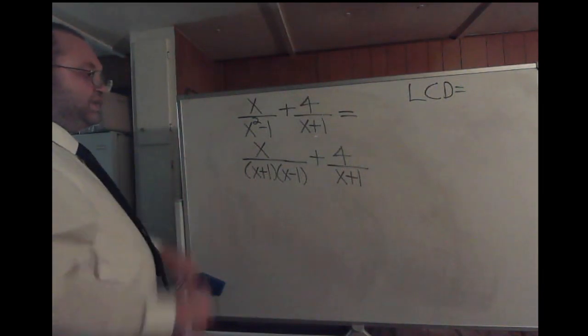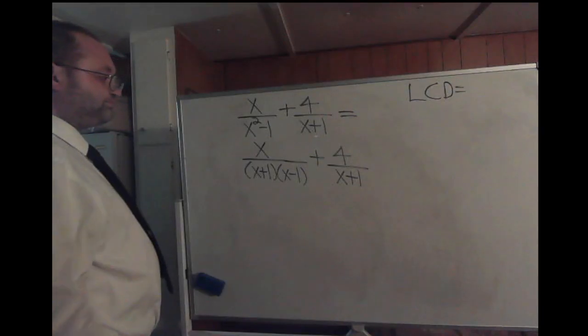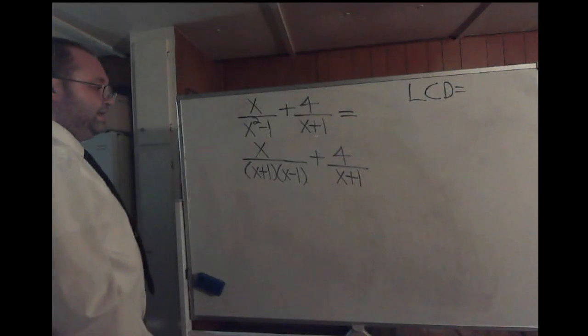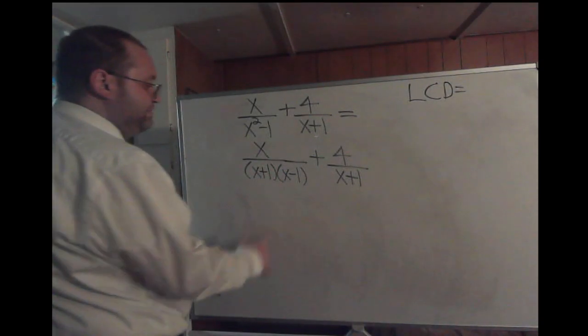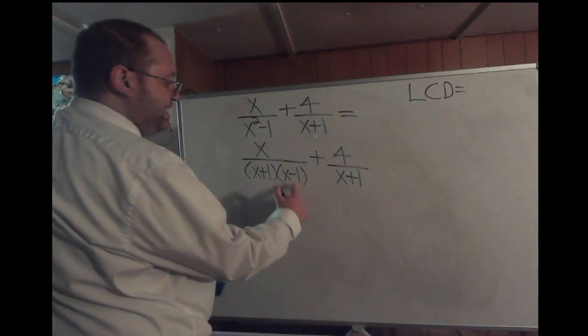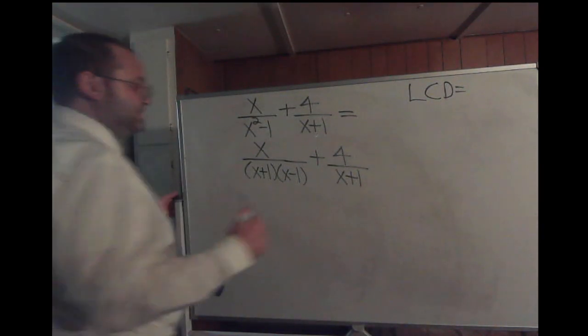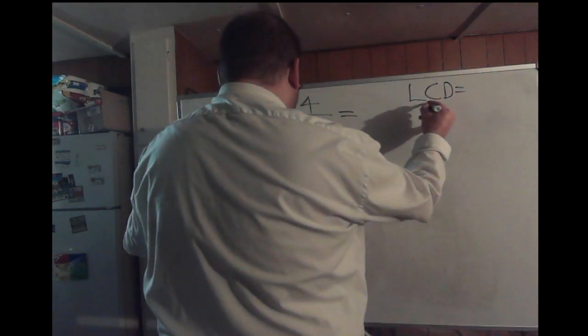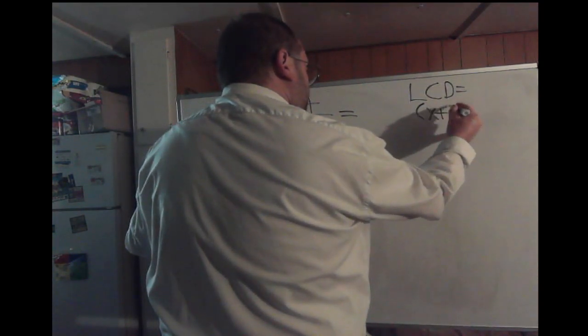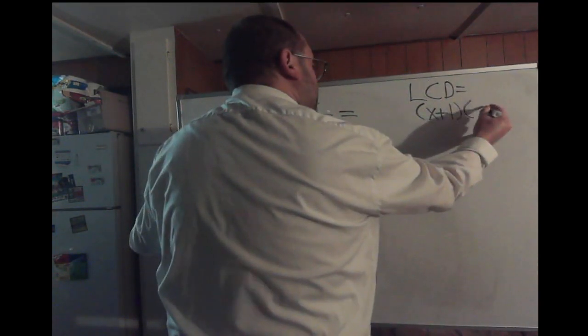Well, now all of a sudden it becomes clear. You need to find the least common denominator between the x plus 1 and x minus 1, and then the x plus 1. Well, I think that's a no-brainer. Your least common denominator is going to be x plus 1 times x minus 1.